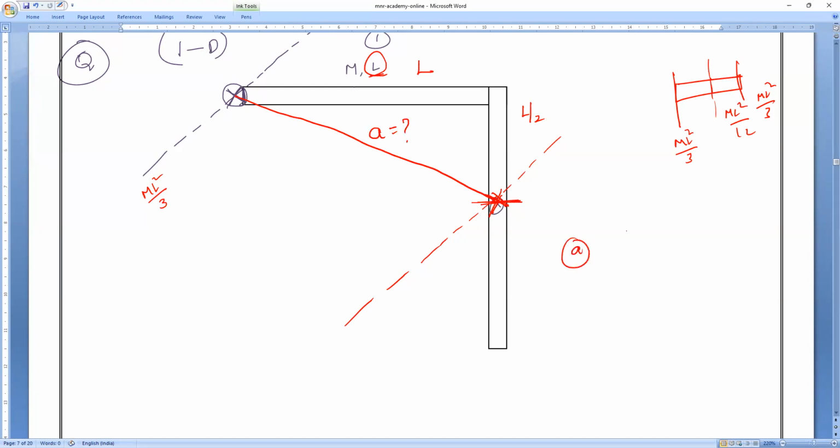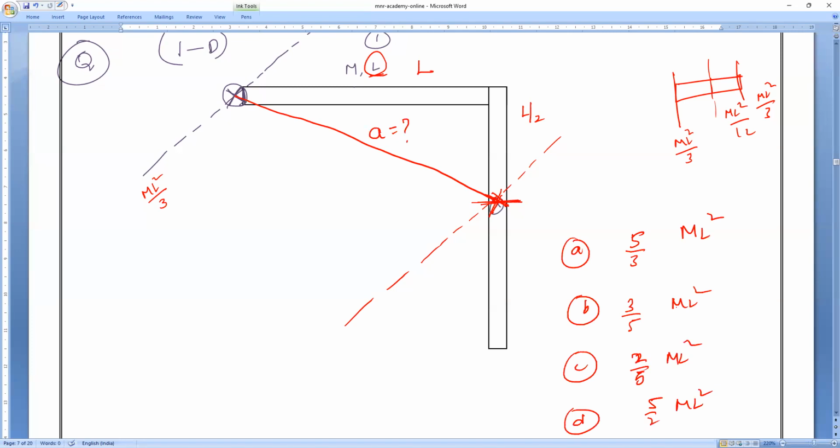I am giving the options. If you find it, you can; if not, tomorrow I will teach you. Option A: 5 by 3 ml square. You can find it by Pythagoras theorem. Option B: 3 by 5 ml square. Option C: 2 by 5 ml square. Everybody must try. Option D: 5 by 2 ml square. So solve it, and if you are not able to, I will teach you.